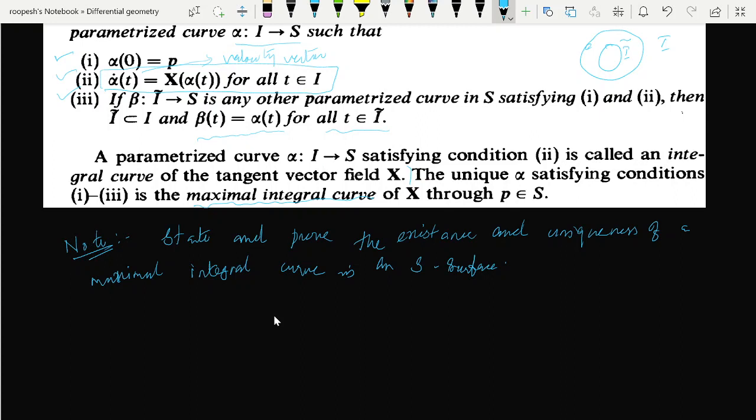That's why we are saying that there is a unique maximal integral curve on S. We want to prove this. How to prove it? You can see. First of all, we will use the idea that X is a smooth vector field.